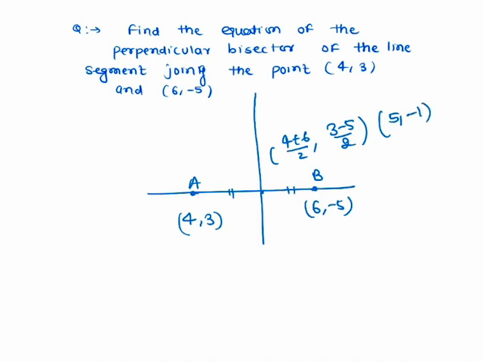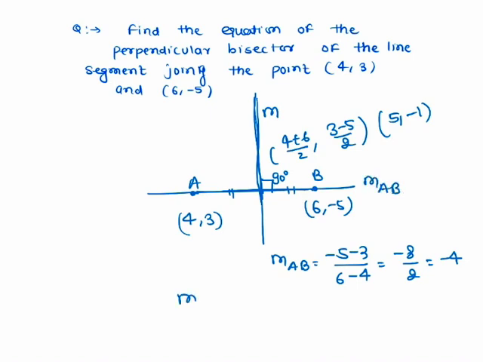We can find the slope of AB also. MAB we can find: minus 5 minus 3 divided by 6 minus 4. So this is minus 8 divided by 2, so the slope is minus 4. Now we know that line AB and this perpendicular bisector have a 90 degree angle. So if this line's slope is m and the other is MAB, then m into MAB equals minus 1, because if two lines are perpendicular, the product of slopes is minus 1, which we already derived. So m equals minus 1 divided by MAB, that is minus 1 divided by minus 4, so this is 1 by 4.